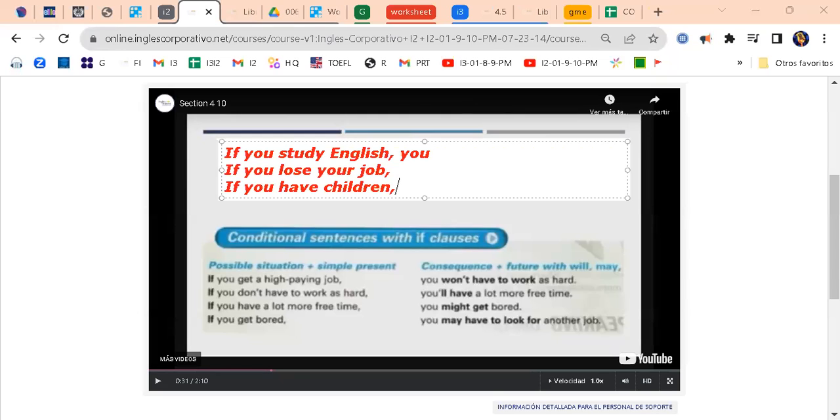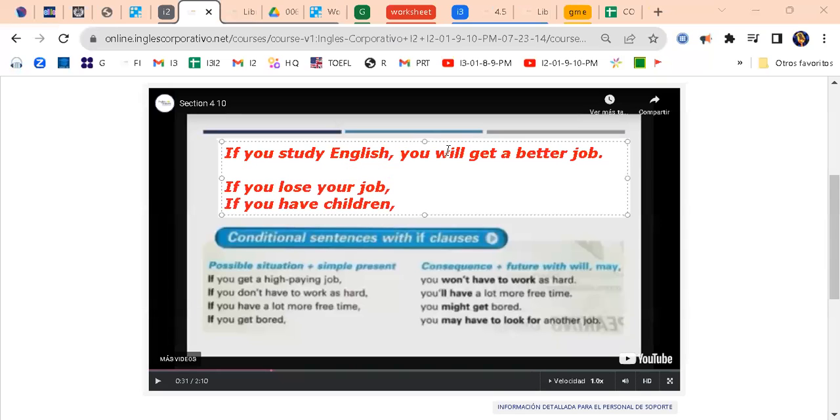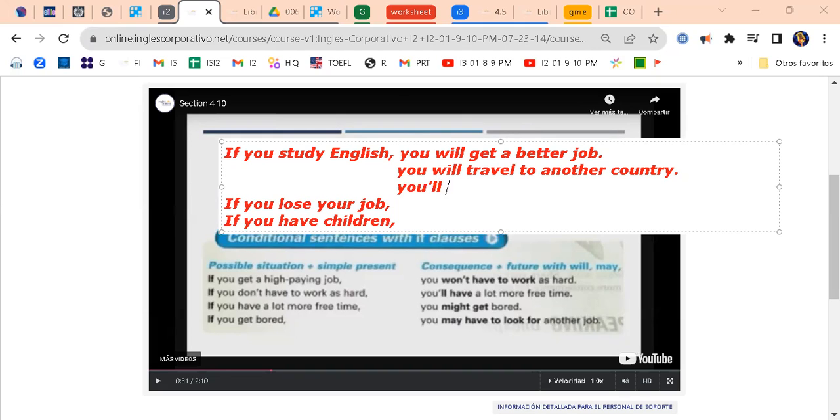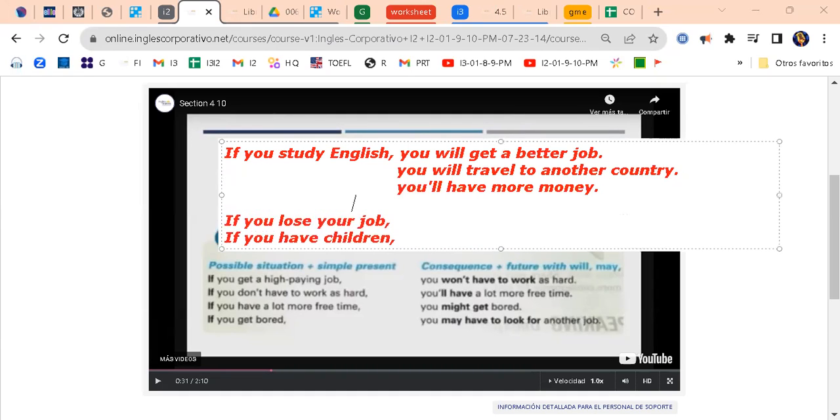I'm gonna give you one example and then you try to give me one. If you study English, you will get a better job. If you study English, you will travel to another country. So try to give me some examples, guys. If you study English, you have more money. Okay, yeah, you may, you might.